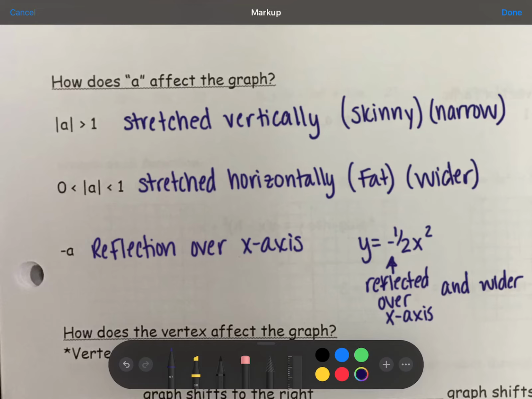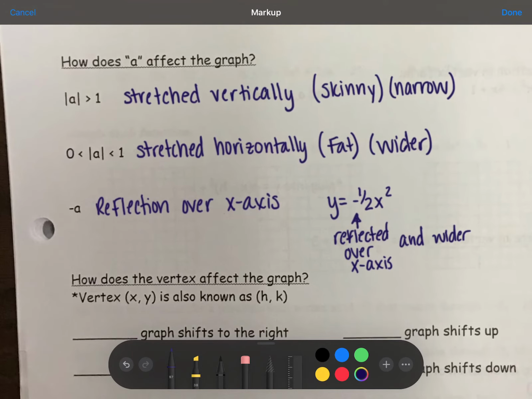If my a value is 1, then it has not been stretched at all. It's going to be the same width as the parent graph. So just keep that in mind. If you have a value of 1, it does not affect the width of your graph. All right, so that is how we can compare the width of our transformation of a graph to the parent graph.